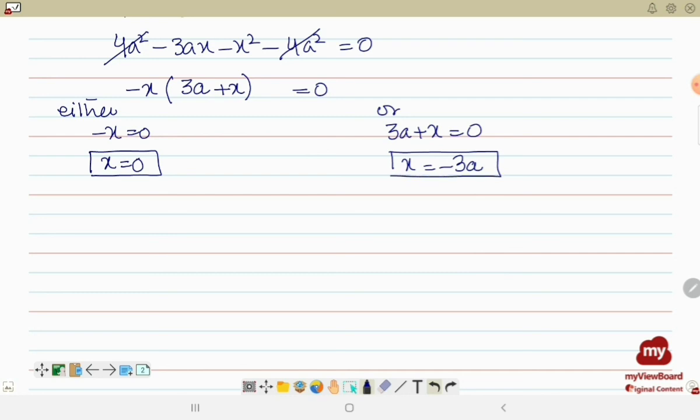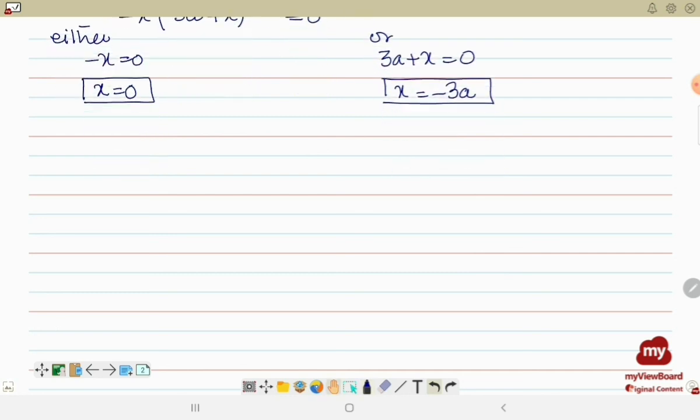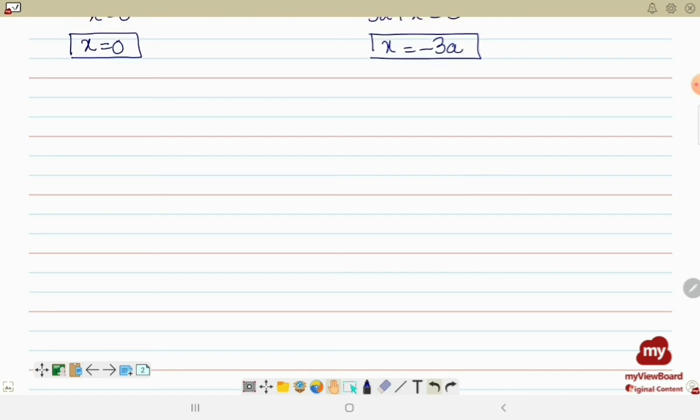From here we'll get x equal to 0 as an answer, and here we are having x equal to minus 3a as an answer. Now we cannot write down the solution set until and unless we check these two values for the extraneous root. Let's do the checking process. So we are going to write down the question first, so that it will be easy for us to insert the values. Write down the question very carefully.